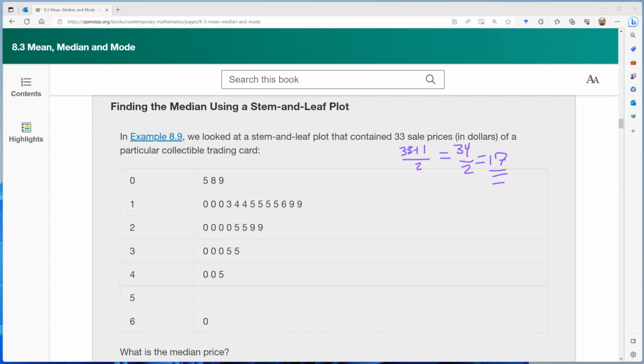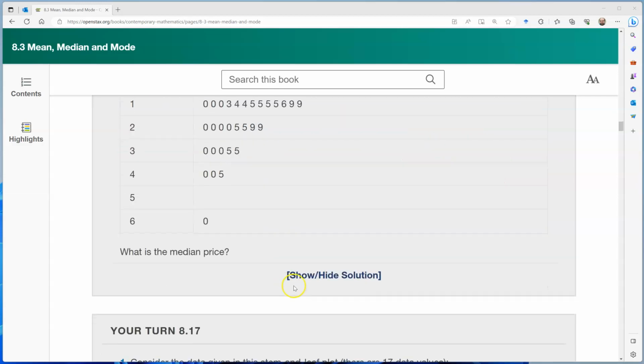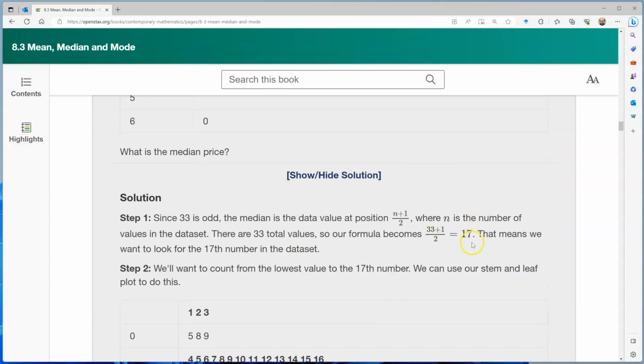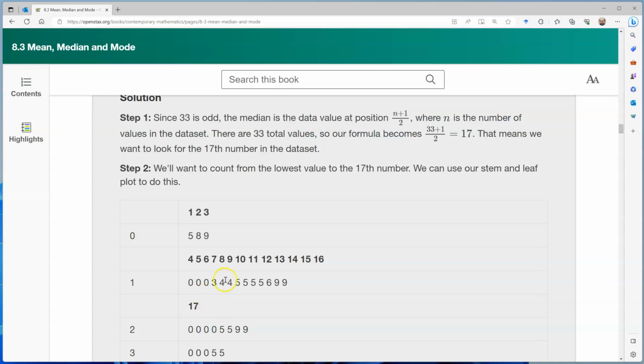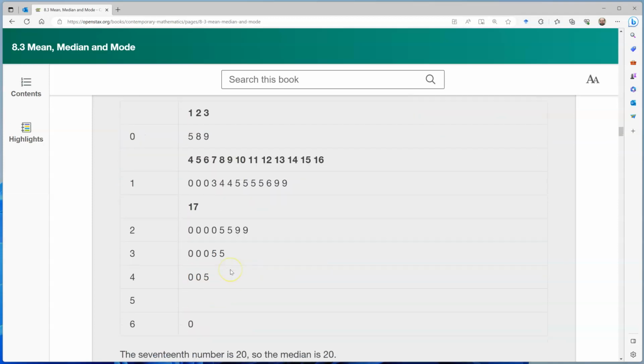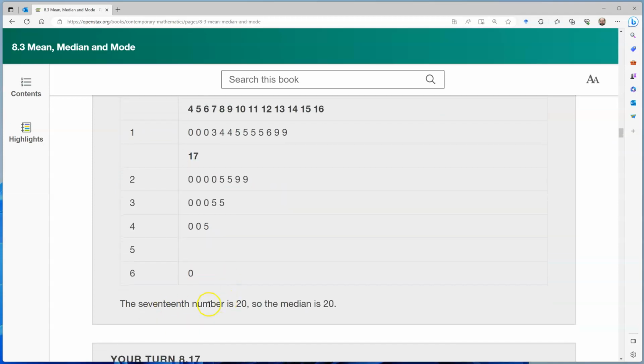So starting here, we have 5, 8, 9. That would be first, second, third, and then we would keep counting until we got to 17. If we counted up until we got to 17, that should be this one, which corresponds to a value of 20. And if we come down here, you see it's the same thing. We count up until we get to the 17th number, which is 20, and that means the median is 20.